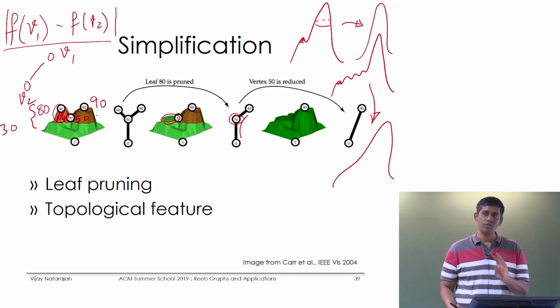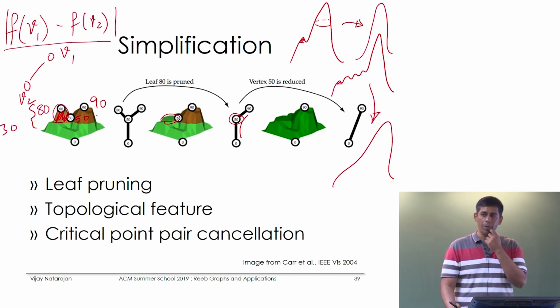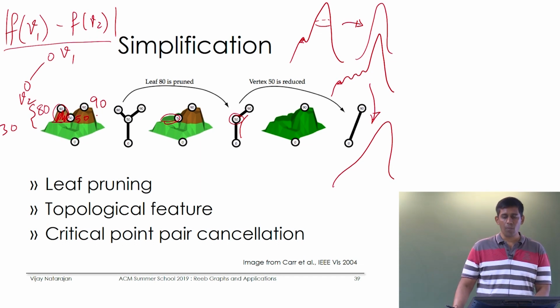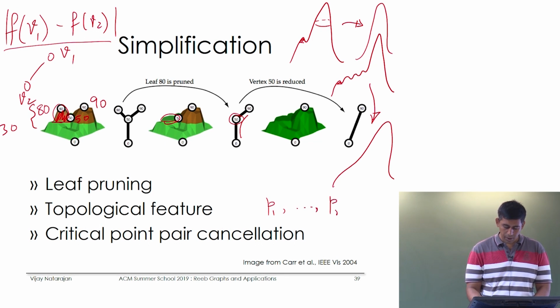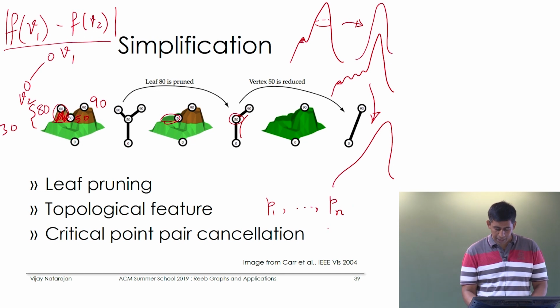So, I am introducing this whole notion of simplification via these contour trees. It turns out that this has very interesting connections with something much deeper called critical point pair cancellation, where you have all critical points. So, let us say P1 through Pn are the n critical points of your function. There is a nice way to pair these critical points, such that each pair corresponds to a topological feature. So, this pairing is called persistence based pairing.